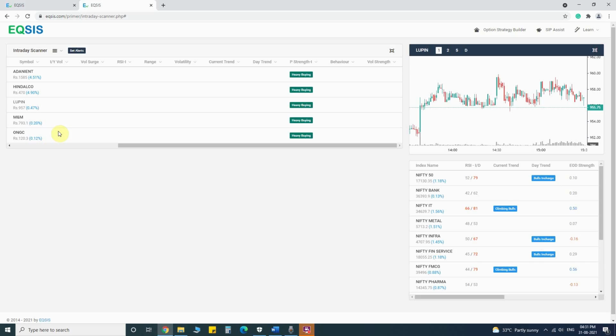There is a concept of accumulation distribution. Those concepts have also been used in order to get these heavy buying and heavy selling filters. So this is again from EQSIS, and it is a very classic filter. A lot of our end users may be interested in this as well.